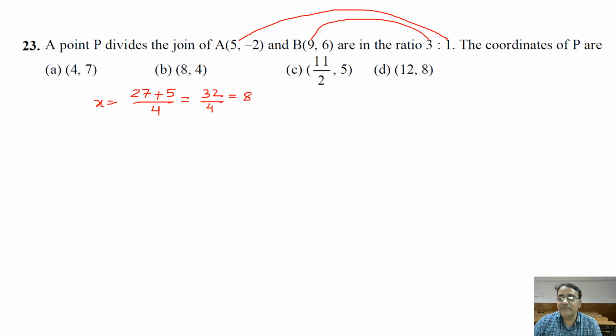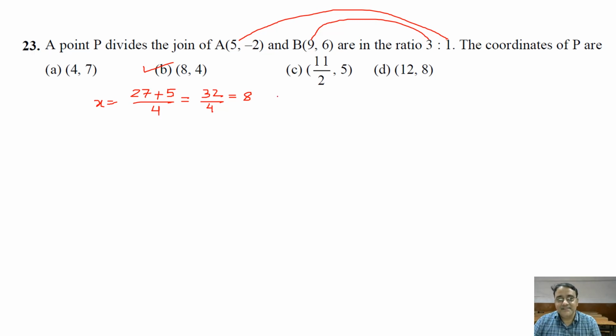8. So मैं y नहीं निकाल रहा हूँ, सीधा इसको टिक कर दे रहा हूँ. क्यों? Why? Only in that option x is equal to 8. Because in all the options x coordinates are different. So I got x is equals to 8. अगर चाहे तो इसको एक बार क्रॉस चेक कर लो. देखो m1 x2 that is 3 into 9 27 and m2 x1 that is 1 into 5 is 5. 27 plus 5 is 32 by 4 is 8. So my answer is B.